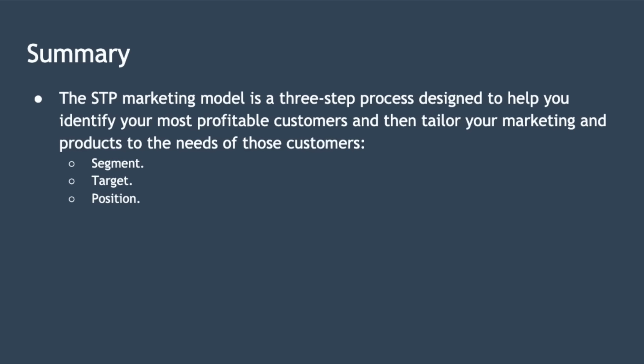So in summary, the STP marketing model is a 3-step process designed to help you identify your most profitable customers and then tailor your marketing and products to the needs of those customers. And the 3 steps of the model are: segment, so divide your market into segments; target, identify the most attractive segments to your organization; and finally, position your product or service to appeal directly to the audience you want to target.